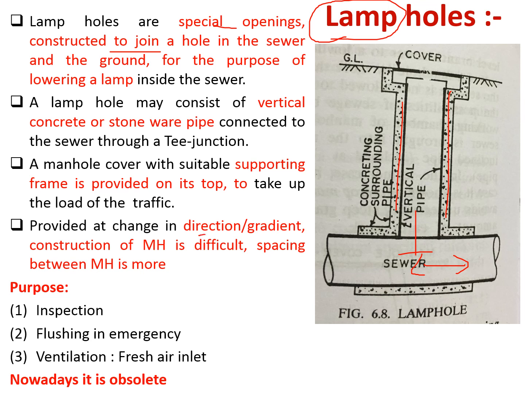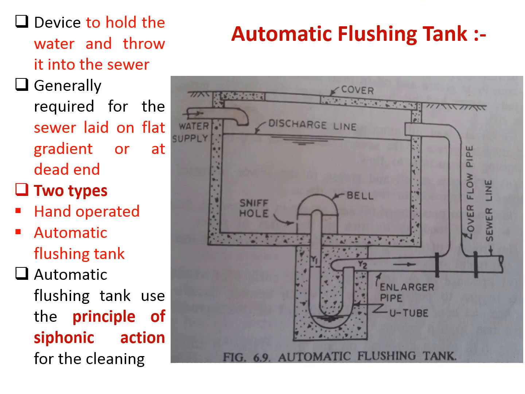So at each and every change in direction, gradient, and the construction of manhole is difficult, or between two manholes the spacing is large, so in between you can provide such certain lamp holes. So purpose is same, it is for the inspection purpose, it can be utilized for the flushing purpose in emergency also. This fresh air water inlet, it will serve like that, and nowadays this kind of lamp holes have become optional. Next is automatic flushing tank.